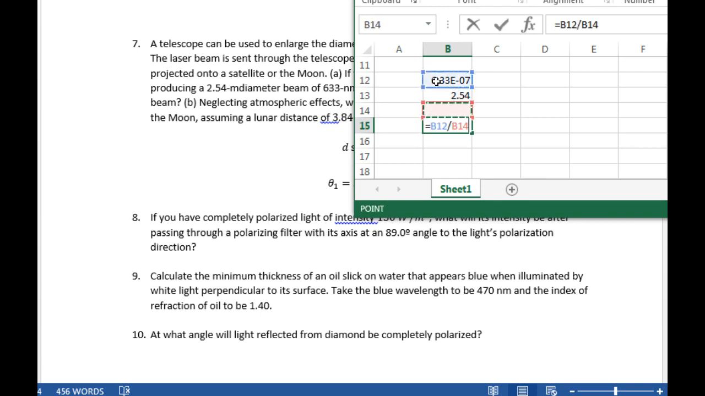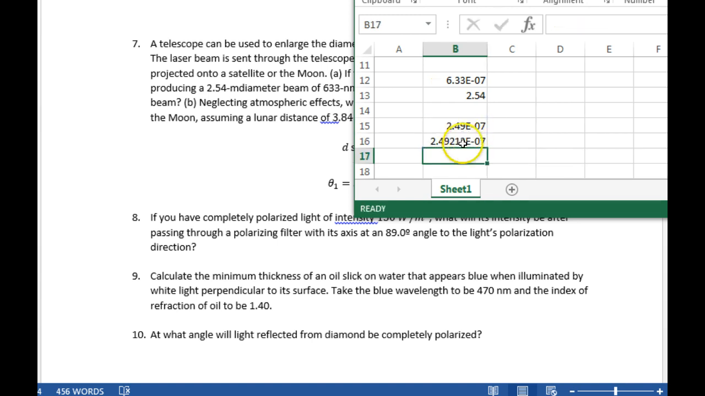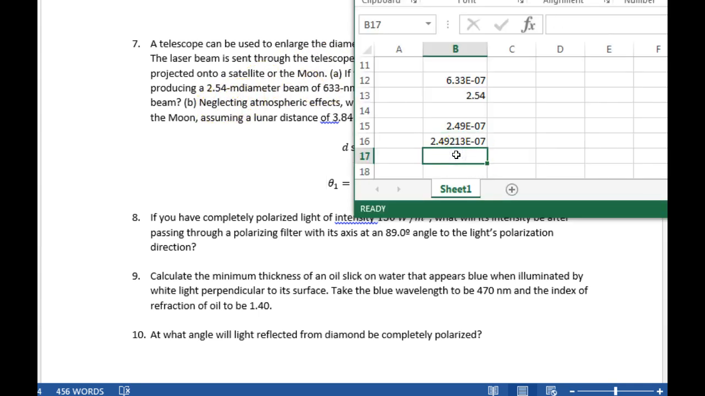Lambda divided by d, and I want to make sure I'm dividing correctly. And then we need the inverse sine of that. You can see the inverse sine is almost equal to the number itself for very small angles. Neglecting the atmosphere, this angle is in radians.